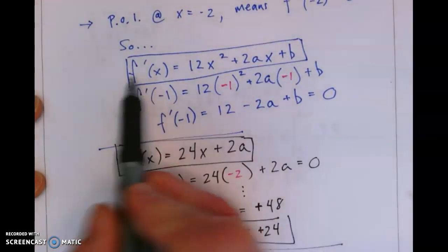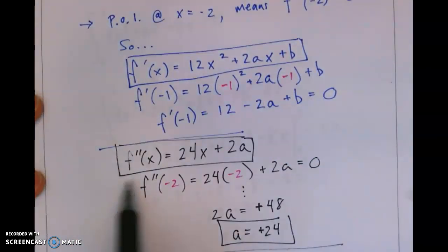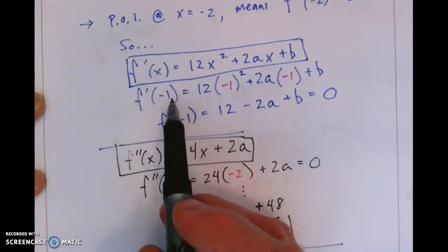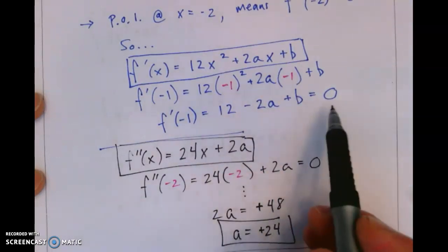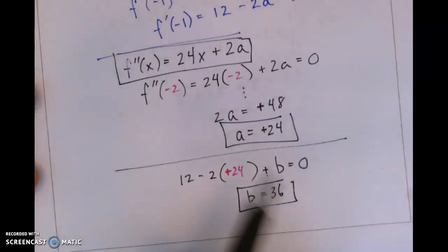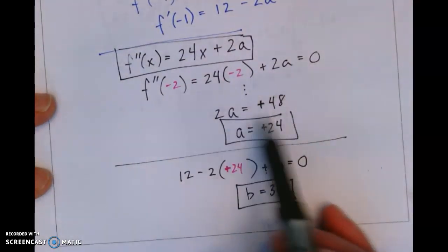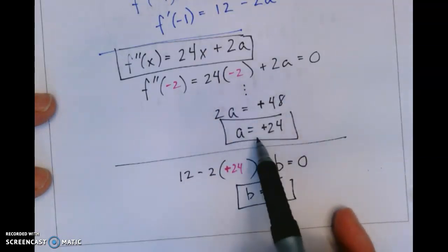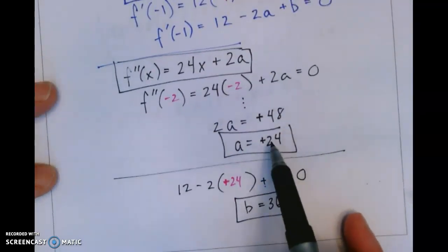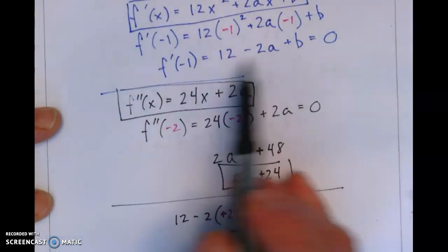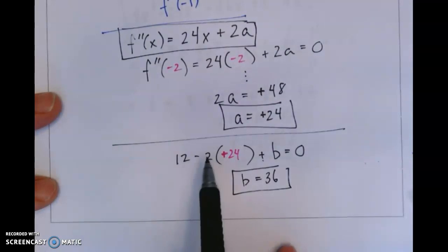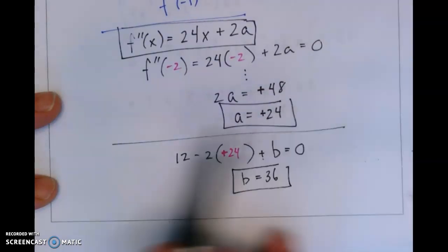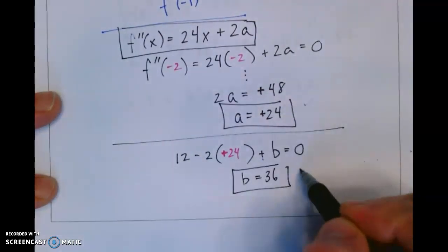So, we find the derivative of f of x. We find the second derivative of f of x. And we evaluate it at, for the first one, -1. Set it equal to 0. And the second one at -2. Set it equal to 0. And we end up with, in the second one, we solve for a. So -48, add 48, and a equals positive 24. We take that positive 24, we put it back into our first derivative, and we end up with 12 minus 2 times 24 plus b, and we end up with b equals 36. This is basic algebra from here. So we solve for a, we solve for b.